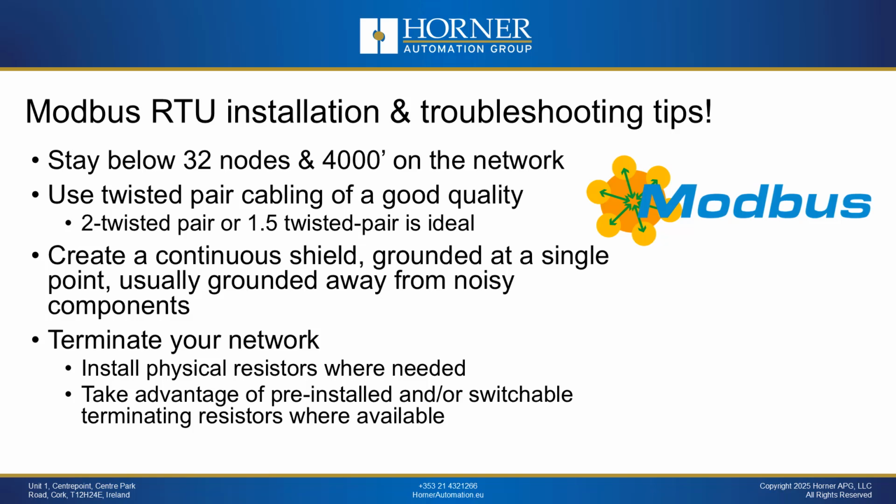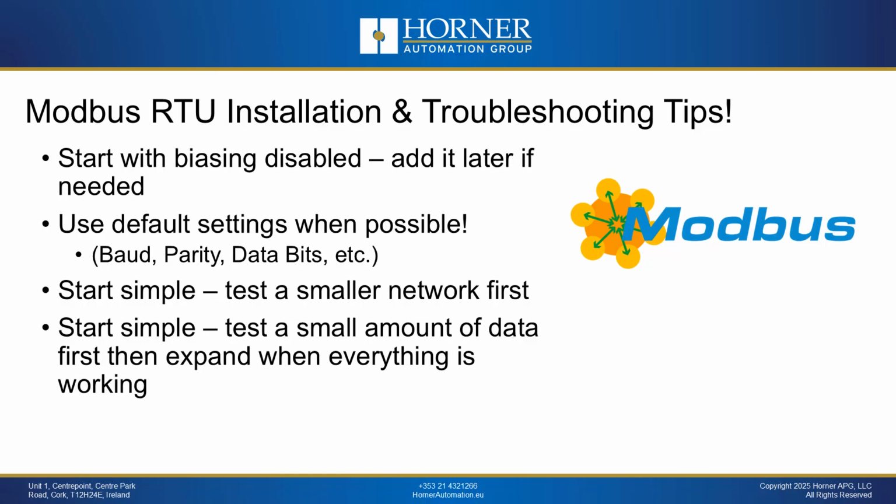Also terminate your network: install physical resistors where you need them, or take advantage of switch or system menu settings, or whatever is built into the slave or the master to support termination. When it comes to biasing, only use it if you need it. Start with your biasing disabled if everything's working fine. Enable it if you're having some troubles. Adding biasing is one of the things you can do to see if that corrects your issue. Also use the default settings in your slave when you can. Match your baud rate and parity in the master to match the slave.